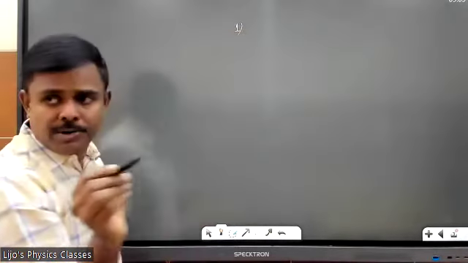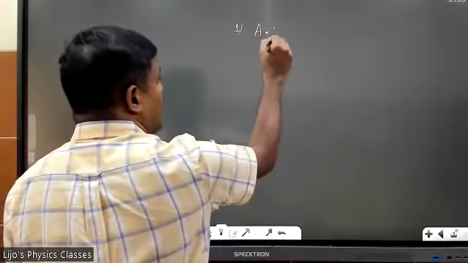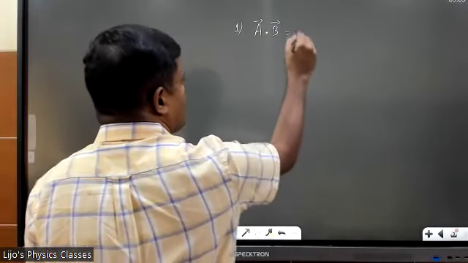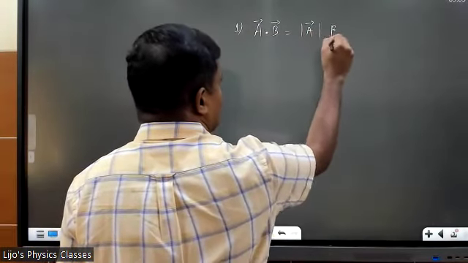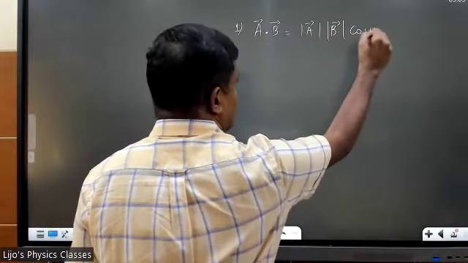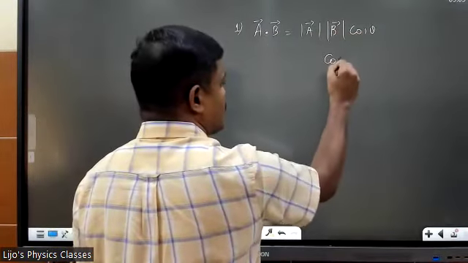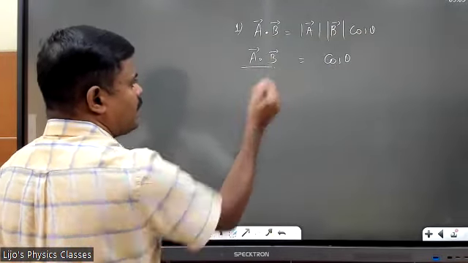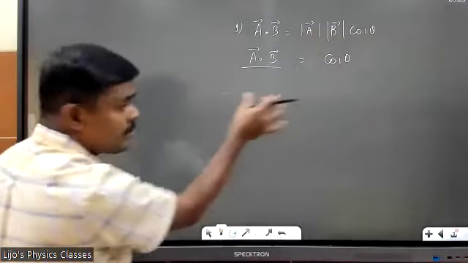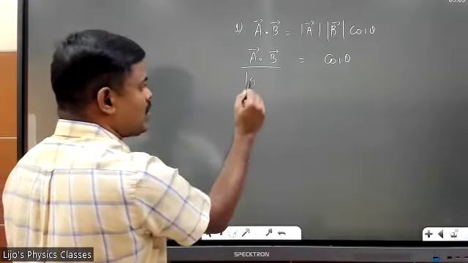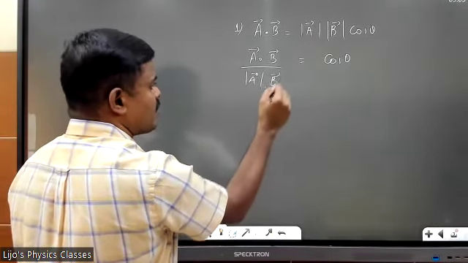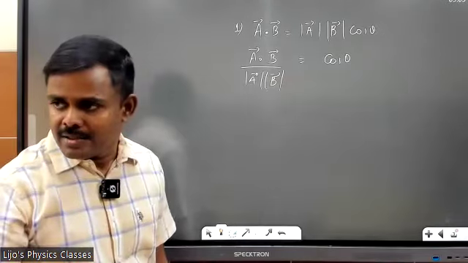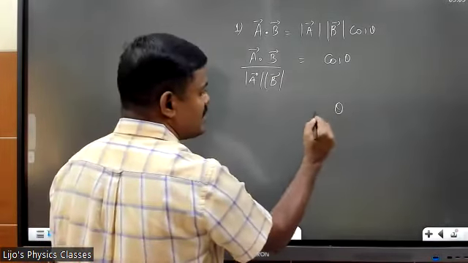Number one, it is very, very important. Look at this. I wrote A dot B as mod A mod B cos theta. So what is cos theta from this one then? Cos theta is equal to A dot B by, that will come to the denominator, right? Modulus of A into modulus of B. Am I correct? From which you can find theta.